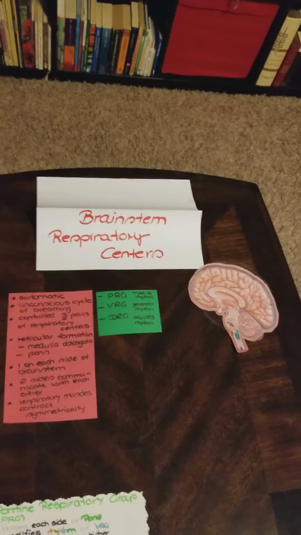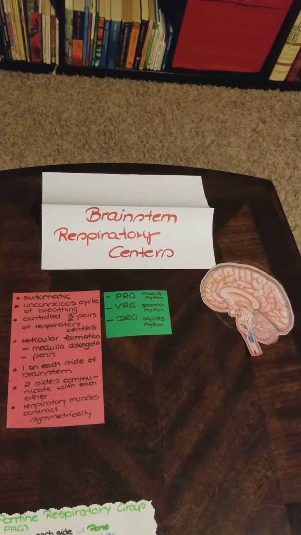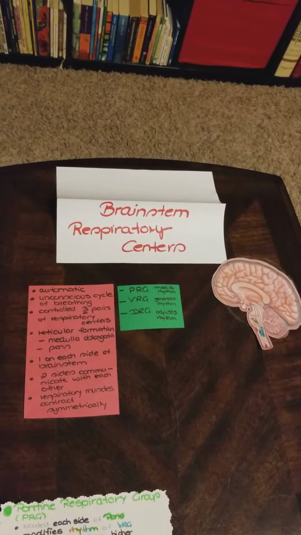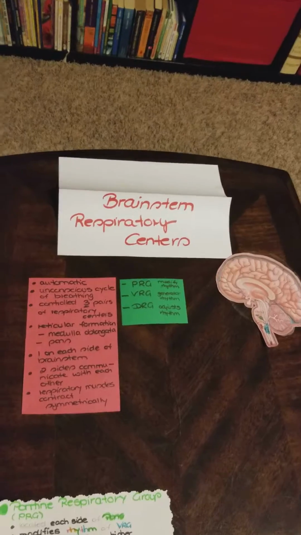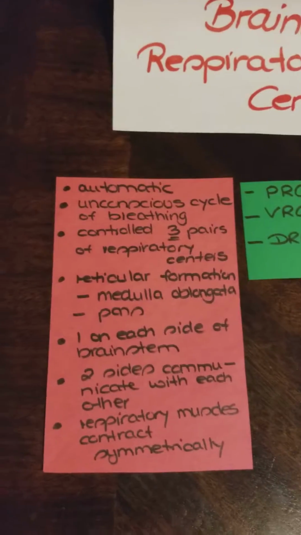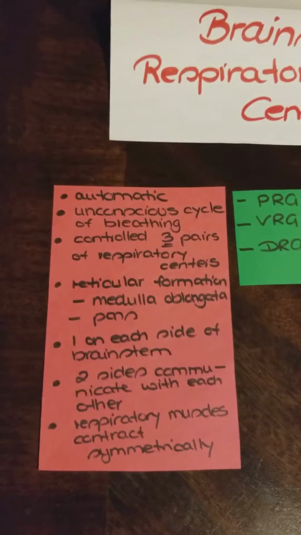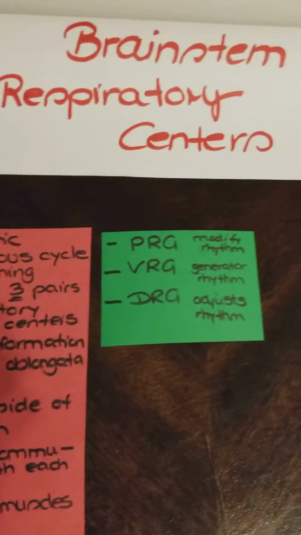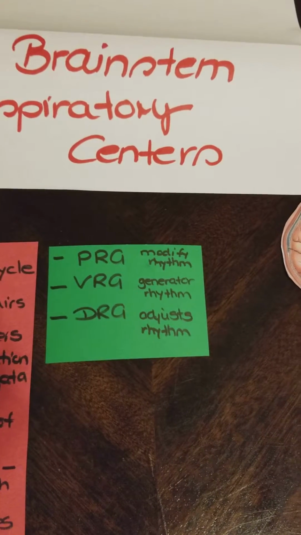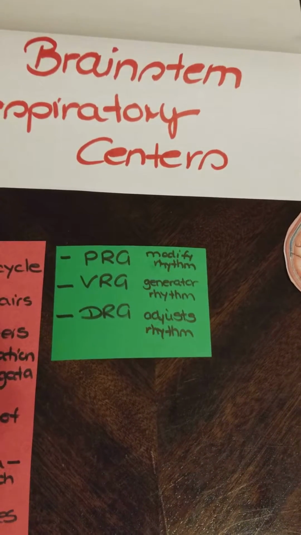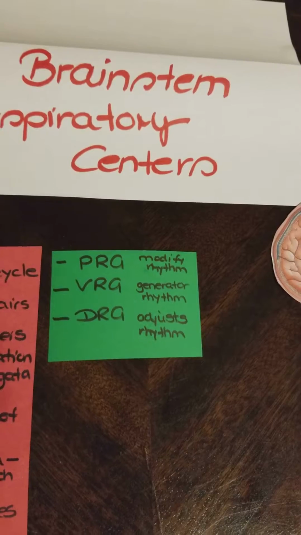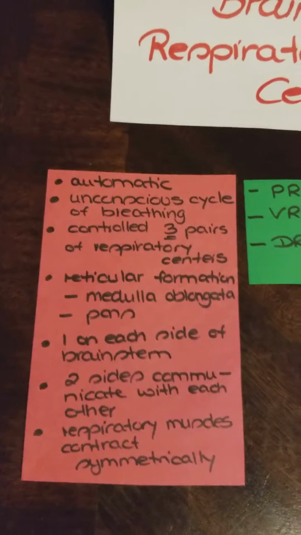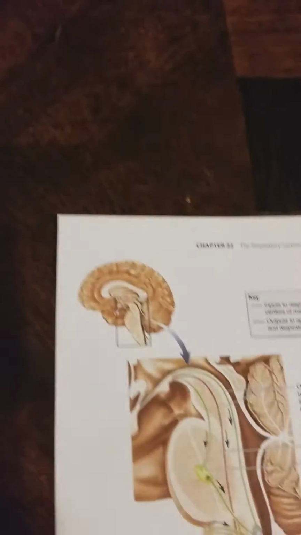Hi, my name is Peggy Hill, and we are going to be talking about the brainstem respiratory centers: what it is, where it is located, and what the functions are. It is an automatic, unconscious cycle of breathing controlled by 3 pairs of respiratory centers. You have the pontine respiratory group, the ventral respiratory group, and the dorsal respiratory group. These are located in the reticular formation in the medulla oblongata and in the pons.